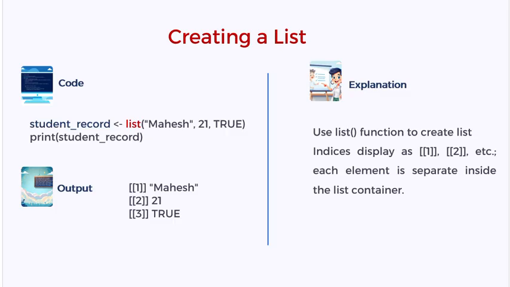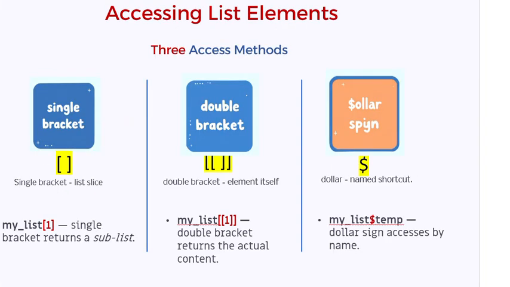Let me continue with how to access the list elements. After creating the list, as I told earlier, it can be accessed with the concept of indexing or with the name. Apart from this, there are three accessing methods where you can use a single bracket, a double bracket, or a dollar sign, where the single bracket will fetch the list slice, the double bracket will fetch the element itself, and the dollar sign is the name shortcut. So you see the example here of how to use it.